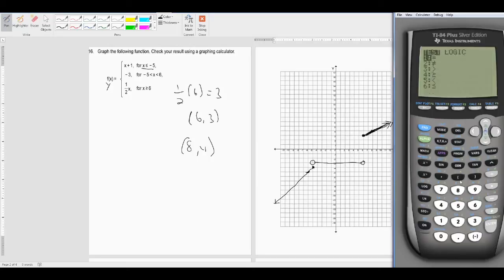X greater than 6. No, x less than 6. What am I thinking? Yeah, learning new things all the time. So watch what I did. I separated this. I have negative 5 less than x. I'll cover that up. And then I have x less than 6. Sketch that.